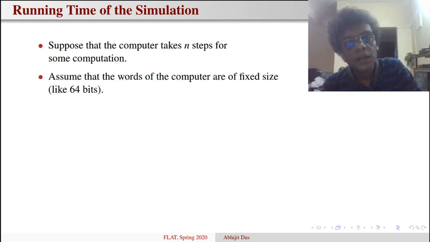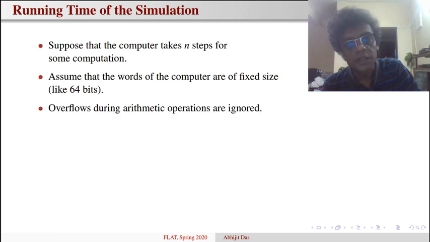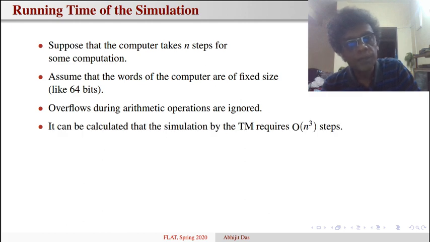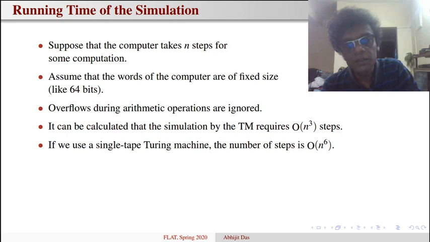Then we make certain assumptions. We may assume that words are of fixed size like 64 bits, and overflows during arithmetic operations are ignored. So all results are 64 bits. And then it is calculated in a book that this simulation of this n-step computation by the Turing machine can be done in big O of n cube steps, individual steps of the Turing machine. In particular, this is a 6-tape machine. If you have a 1-tape machine to do this task, the simulation time becomes big O of n power 6.